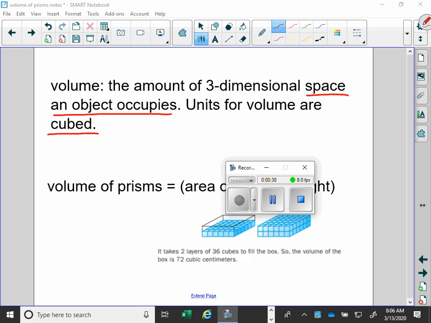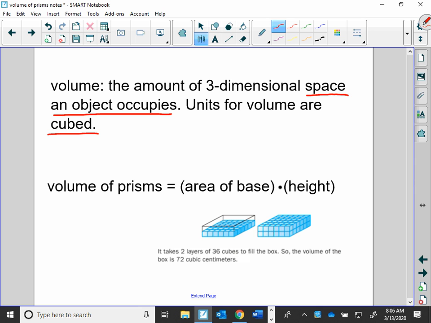Now, volume of a prism is equal to area of the base times height, which is the big B times h. Now, the big B is the same as saying length times width. What you have learned before is volume is equal to length times width times height. Now what we're doing is we're taking the length and width and known as the area of the base. So the base is the whole shape that is at the bottom of your 3D figure.